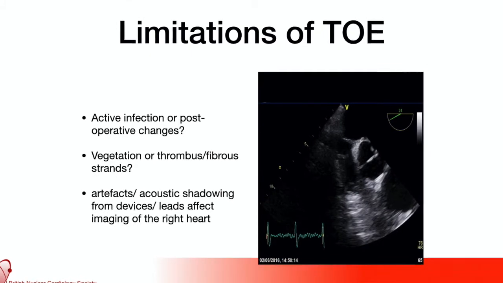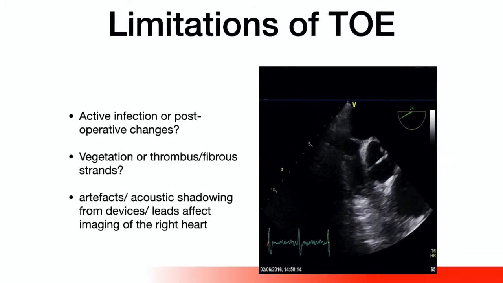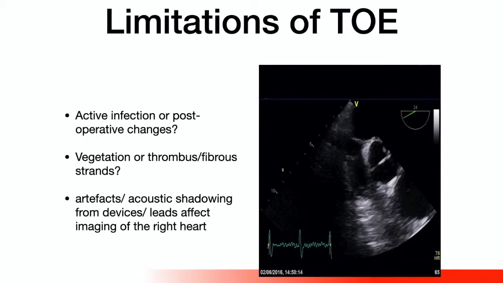Transesophageal echo does have some limitations, especially in the prosthetic valve. Is this infection, or are these postoperative changes? Is that a vegetation really, or is it some sort of fibrous strand or thrombus? And again, it can suffer from artifacts and acoustic shadowing from devices and leads, and that can be tricky in the right-hand side of the heart.